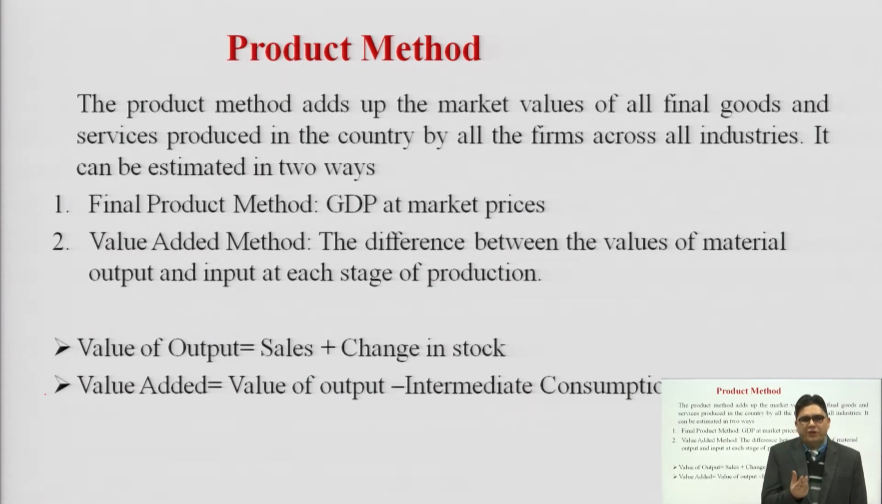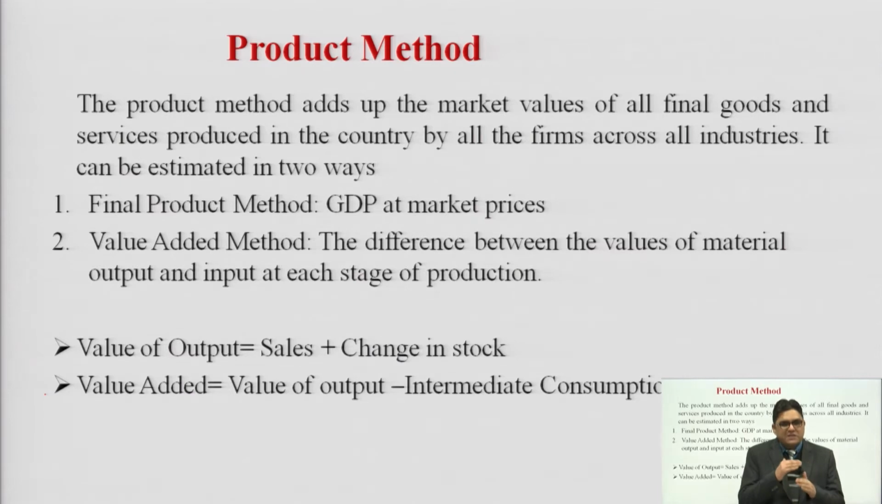All we need to do is take whatever final goods are produced in a particular country over a period of time and multiply them by current prices. So, the total number of goods multiplied by the current prices, and our GDP can be calculated easily. Next is the value added method.